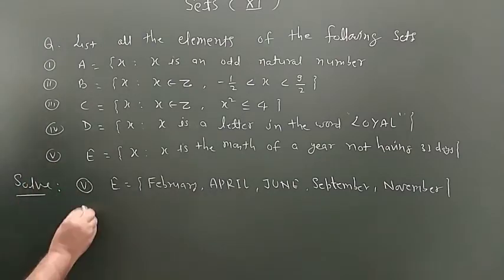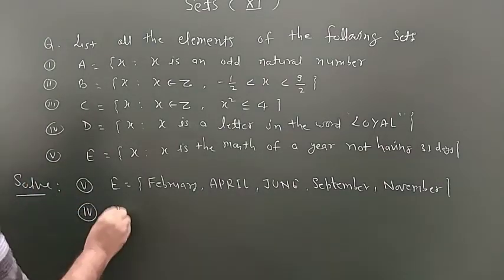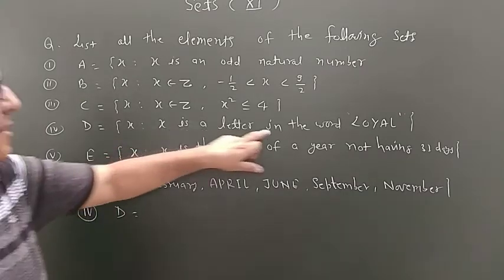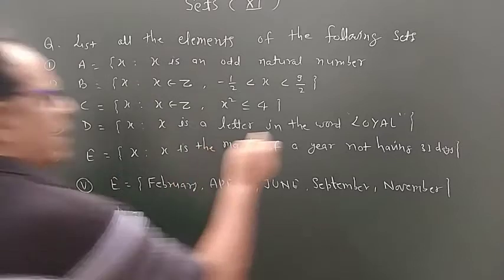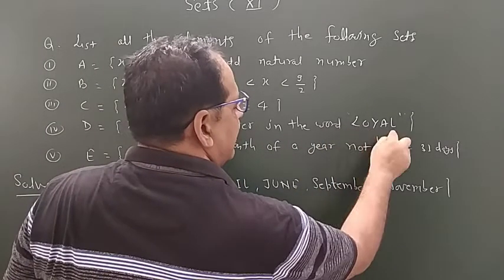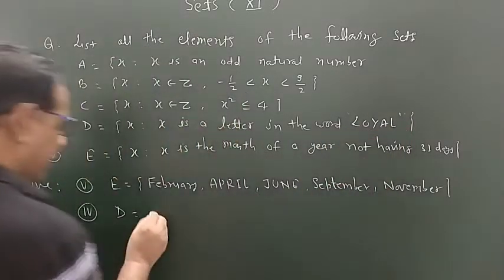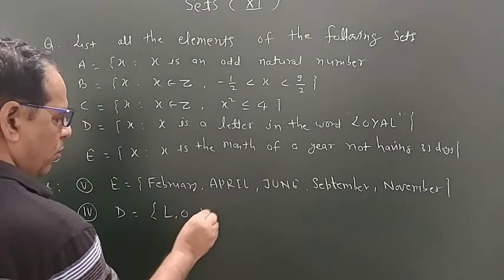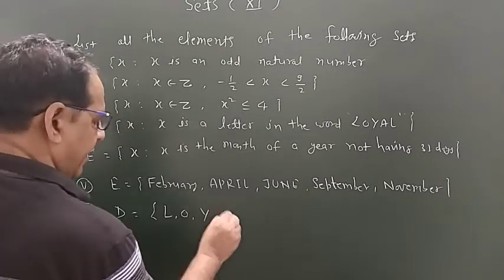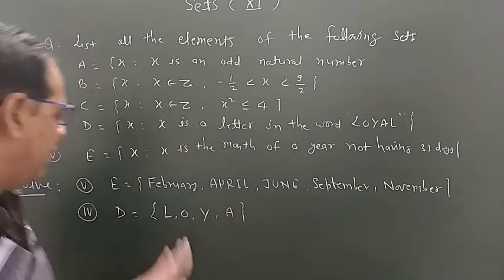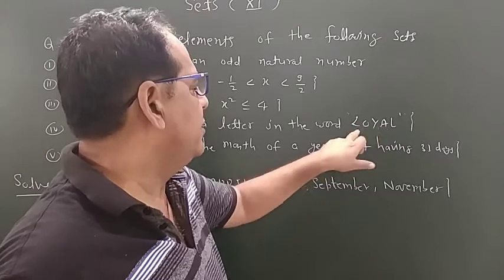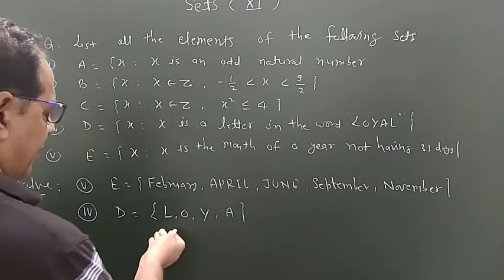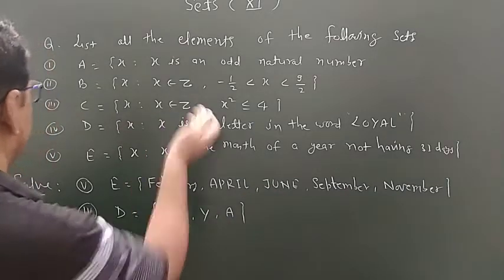Now I am taking part 4 here. D. What is D saying? x is a letter in the word loyal. So here I am observing L repeated 2 times. So D equal to L, O, Y, A. Because L repeats 2 times, we take only 1 time here. So this is the listed or tabular form of this question.